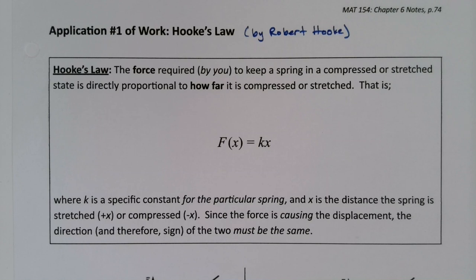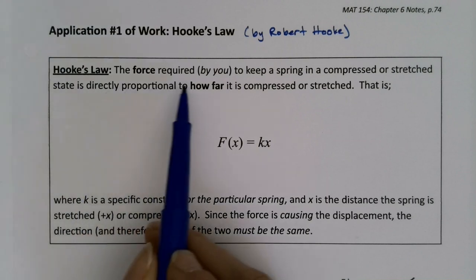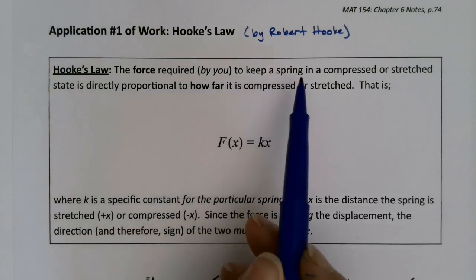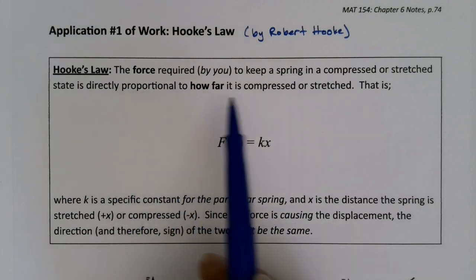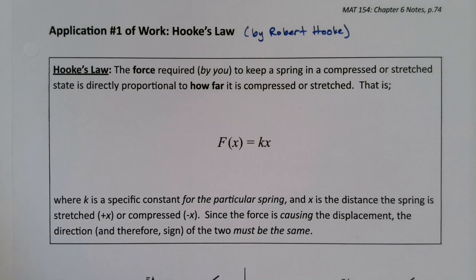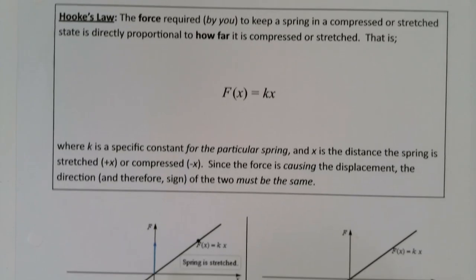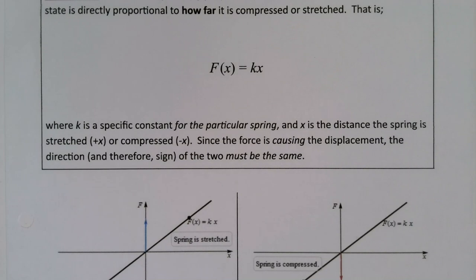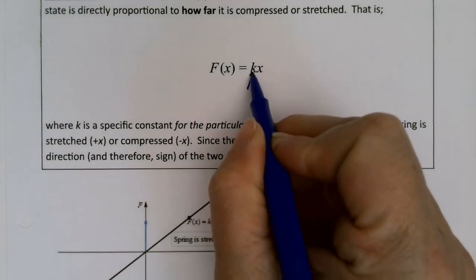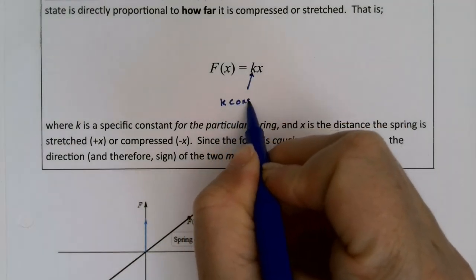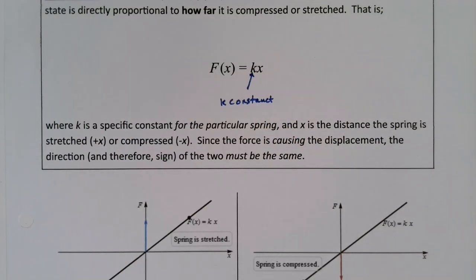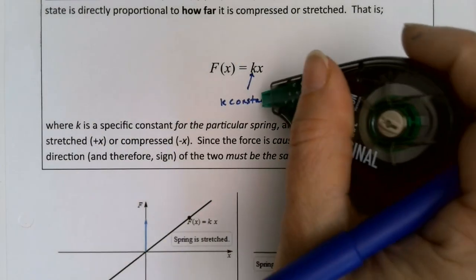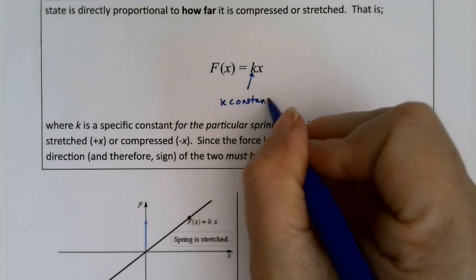All right, so Hooke's law says the force required by you to keep a spring in a compressed or stretched state is directly proportional to how far it is compressed or stretched. In other words, F of x is equal to kx, where k is a specific constant for the particular spring. So k itself is constant for each particular spring. Constant. There we go.